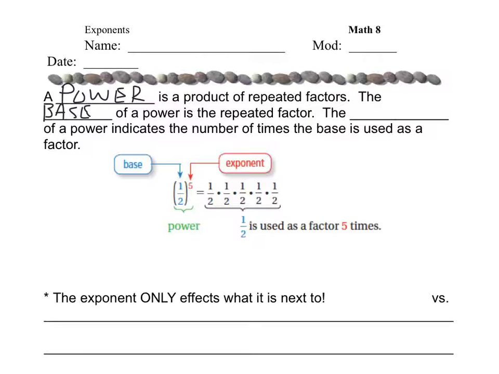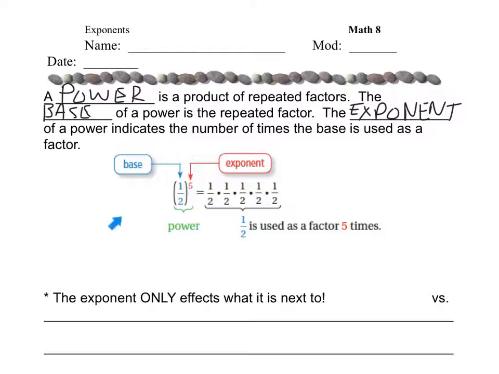So for the example that we can see right here, this was the base. That is the number that's being multiplied again and again and again. The exponent of a power indicates the number of times the base is used as a factor. Basically, in other words, how many times you are multiplying it together.